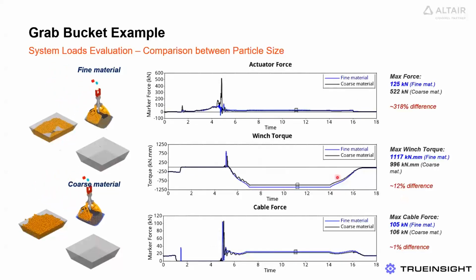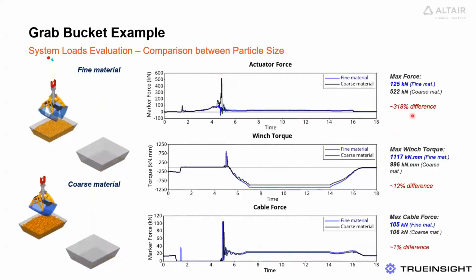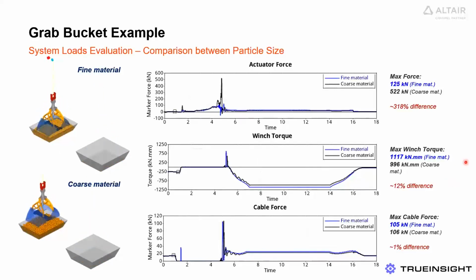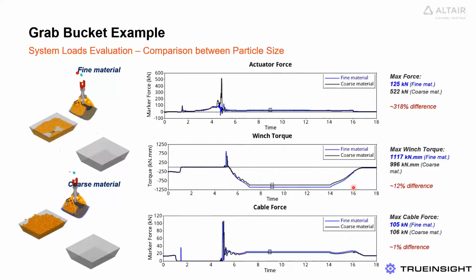So on the top plot, looking at the actuator force, the force to close the grab, you can see that the peak force of the coarse material is considerably greater, more than 300% larger than the fine material. Alternatively, on the winch, you can see that the fine material has a peak torque that's slightly larger initially and has approximately a 12% difference once it's being lifted out of the container. And finally, the cable force, regardless of the material, is quite similar.